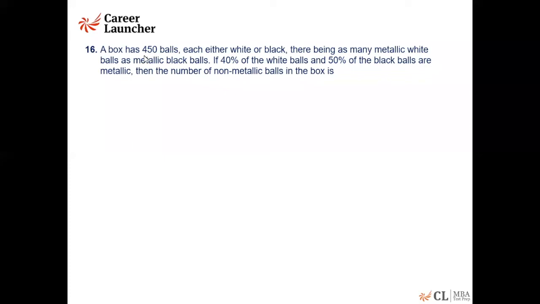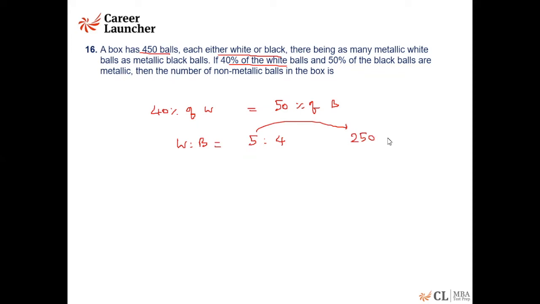A box has 450 balls, either white or black, there being as many metallic white balls as the number of metallic black balls. 40% of the white balls and 50% of the black balls are metallic. So 40% of white is white metallic and 50% of black is black metallic. So this tells you that the ratio of W to B has to be 5:4, which implies they must be 25:20. So 250 white balls and 200 black balls.